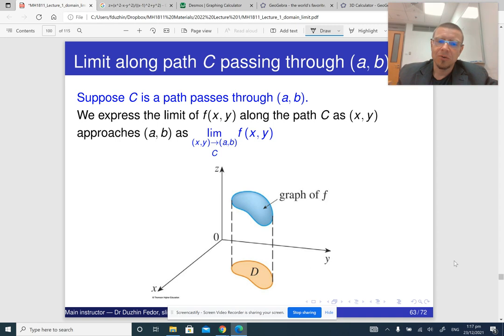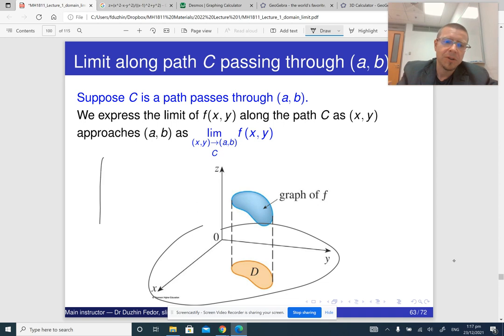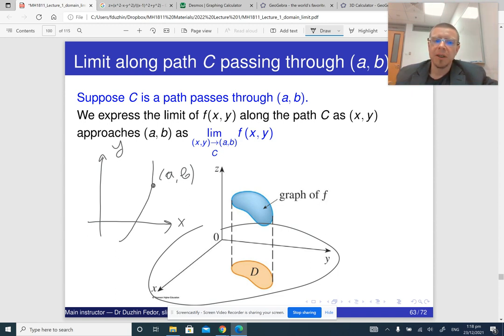So imagine that we don't really care about the graph of our function, so we only look at the plane xy, right? And this is what it looks like. So we have the plane xy, and we have some point AB, and then the idea here is that it is probably a bit hard to compute limits as xy approaches AB, but maybe it is not so hard to take some path that passes through the point AB and take the limit of our function along this path.